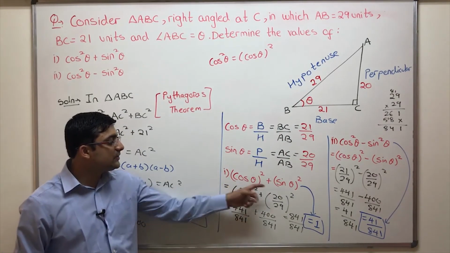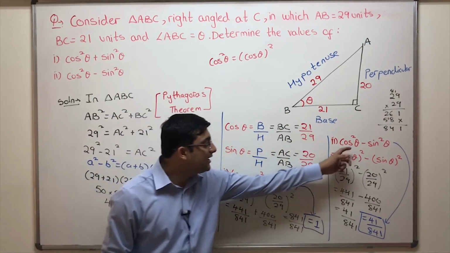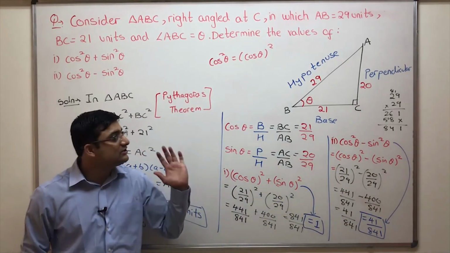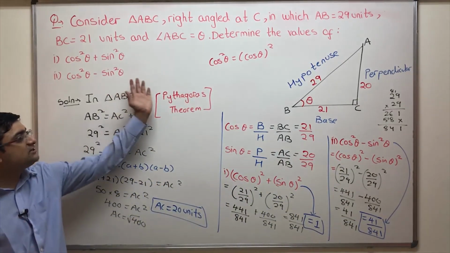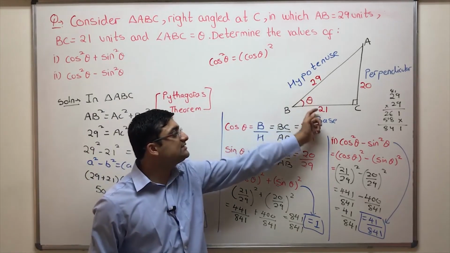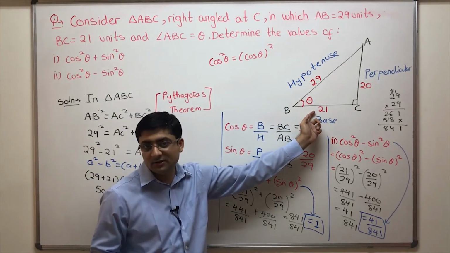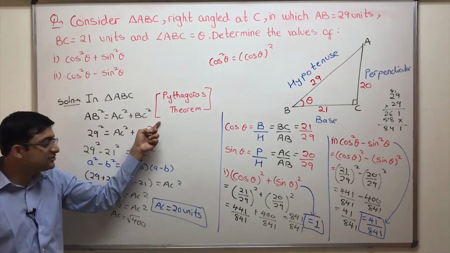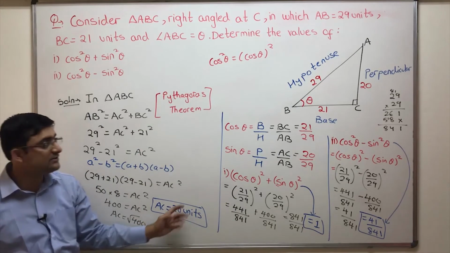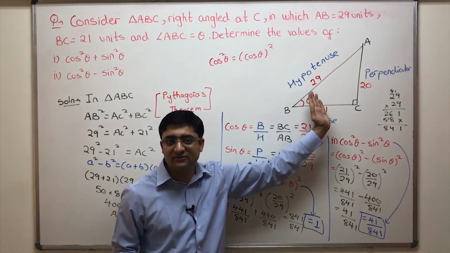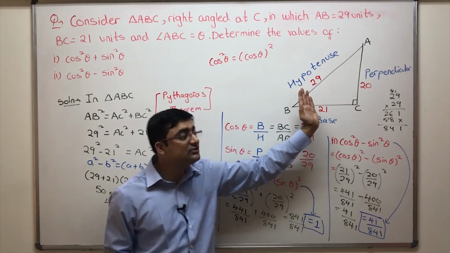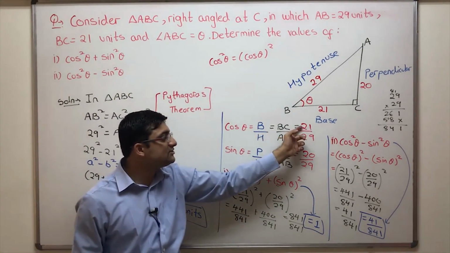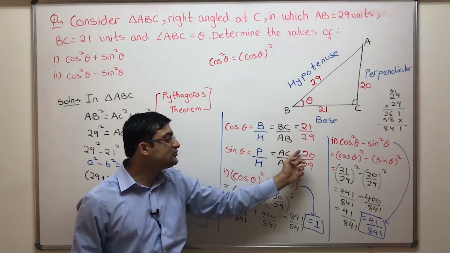So the value of cos square theta plus sin square theta is 1 and cos square theta minus sin square theta is 41 by 841. This is how you solve this question. Remember, the first step is to draw your figure. Two sides are given to us, but for trigonometric ratios we need all three sides. How do we get the third side? Pythagoras theorem. We applied it and got the third side as 20 units. Once you have all three sides of the right angle triangle, get the required trigonometric ratios. We need sin theta and cos theta, and we got cos theta as 21 by 29 and sin theta as 20 by 29.